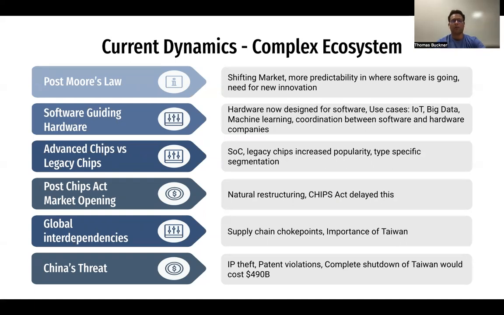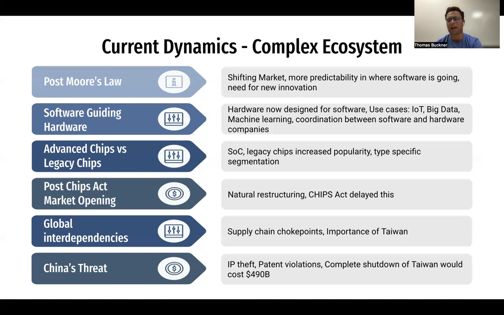Next, I looked at what the market's going to look like after the CHIPS Act. Usually there's a natural restructuring in industries as they go through their life cycle. But this natural restructuring has been stopped as the CHIPS Act helped extend the industry past a decay phase. It'll be interesting to see how the CHIPS Act plays out in the next couple of years.